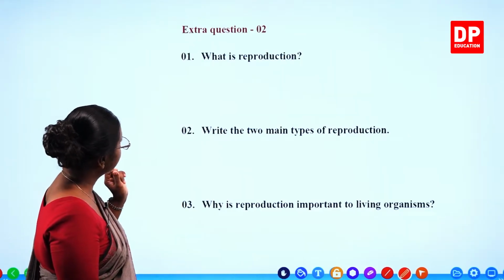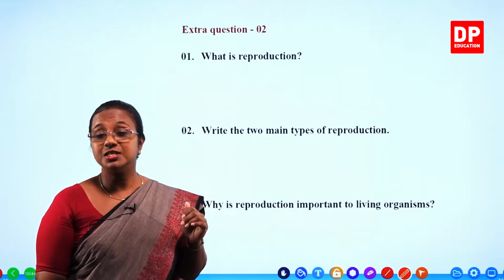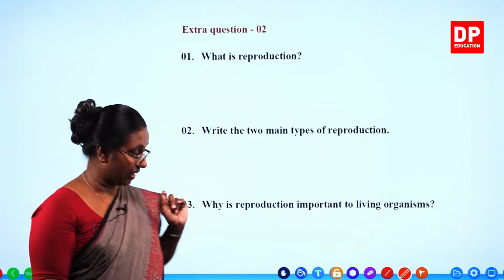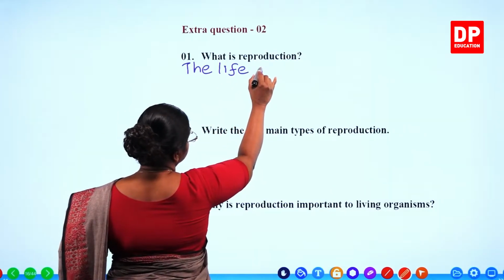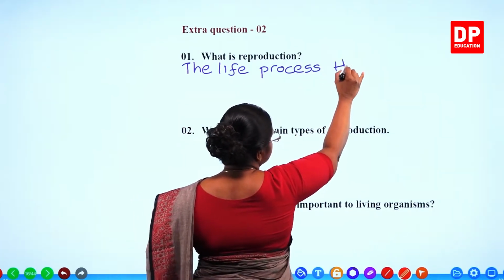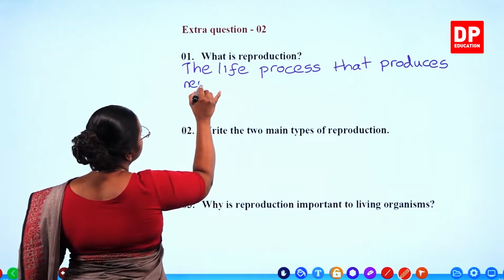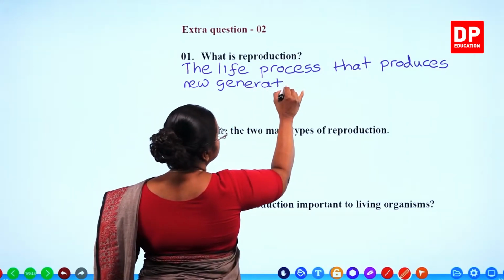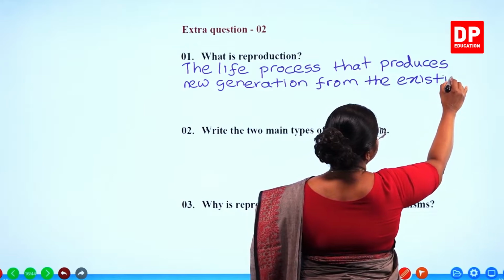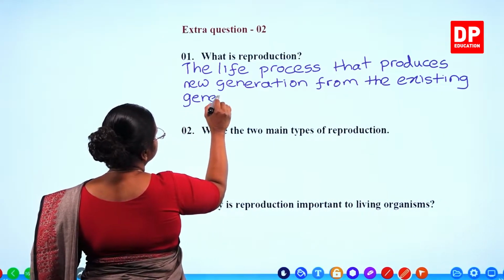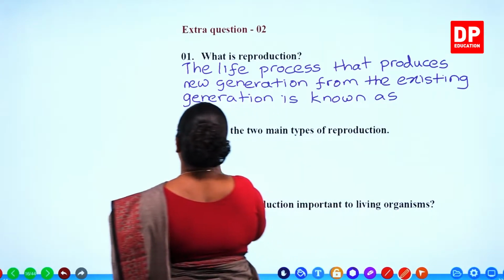So the first question under extra question 2, what is reproduction? It is a life process in which new generation is produced from the existing generation. That is what is reproduction. So, if we write the answer, the life process that produces new generation from the existing generation is known as reproduction.